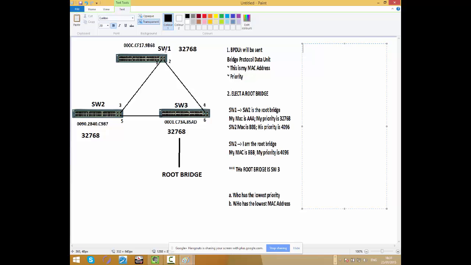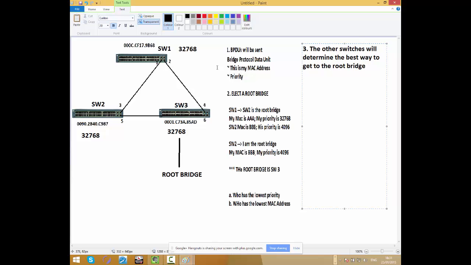So switch 1 and switch 2, exactly. Thank you very much, Powell. Good answer, Powell. So switch 1 and switch 2 have to determine, first of all, what is the best way for me to get to the root bridge? What's the best way? So that's number 3. After determining what the root bridge is, the other switches will determine the best way to get to the root bridge. So that's the next thing they will do.